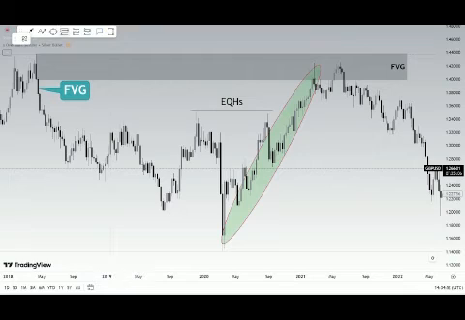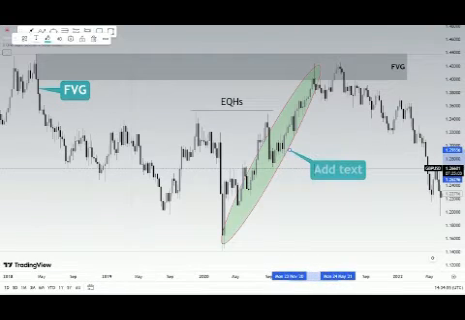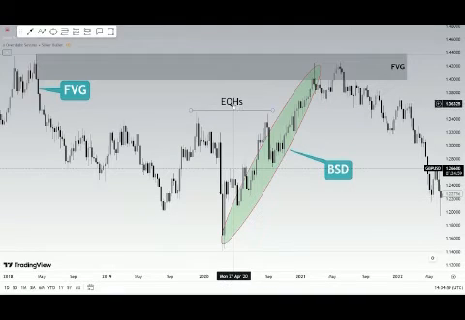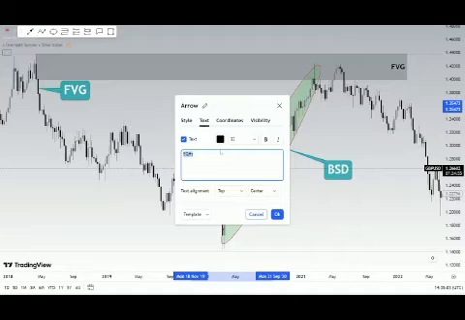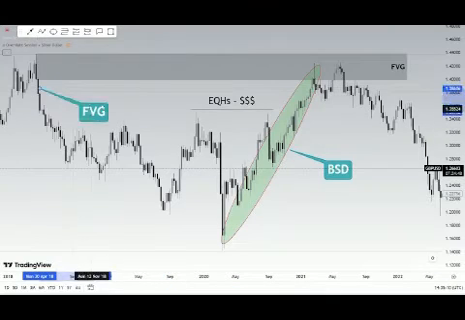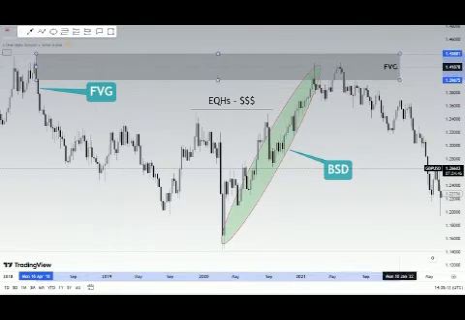Buy-side delivery achieves two things, okay? So this is our BSD, buy-side delivery, and it achieves two things. It sweeps liquidity, as we can see over here, liquidity in the form of equal highs and lows. In this case, it's just equal highs. And it taps into a fair value gap here on the left, and that's what price has done.